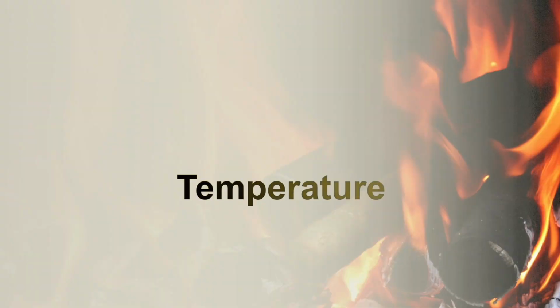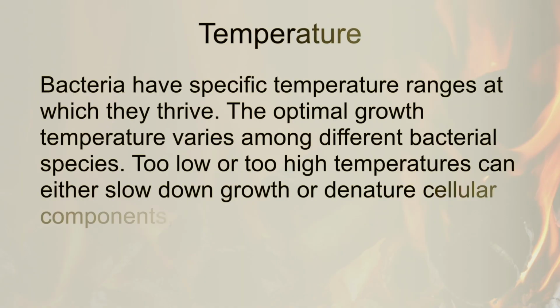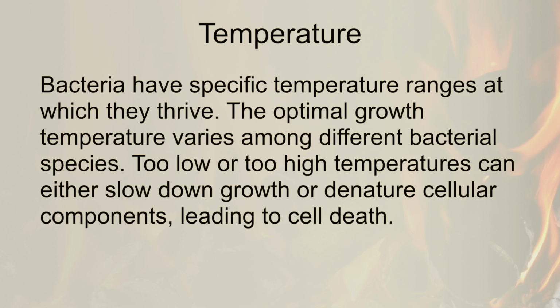Second one is the temperature. Bacteria have specific temperature ranges at which they thrive. The optimal growth temperature varies among different bacterial species. Too low or too high temperature can either slow down growth or denature cellular components, leading to cell death.